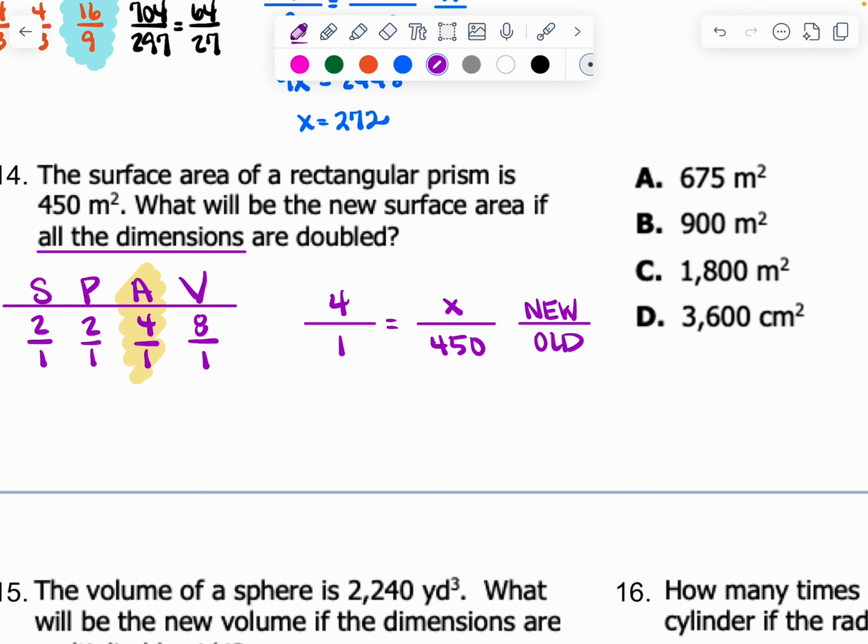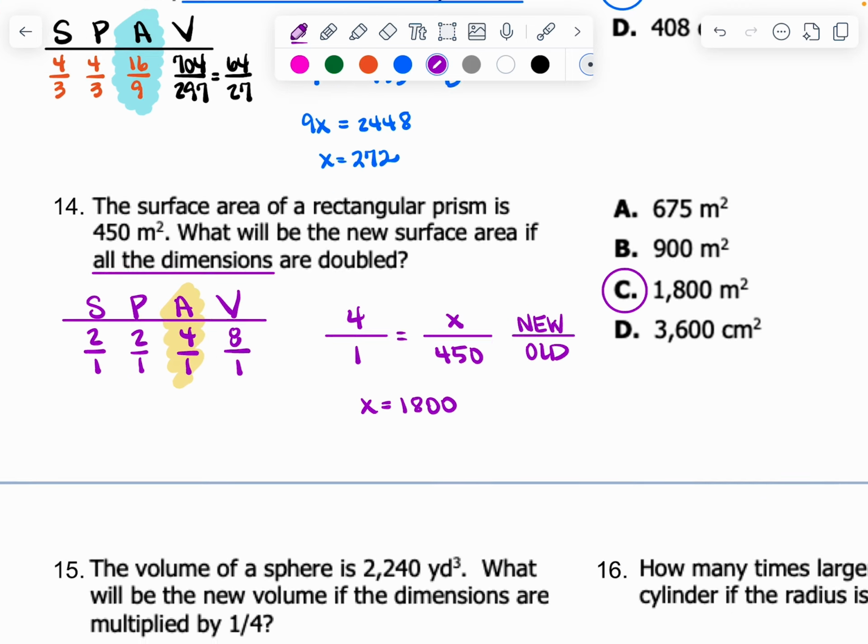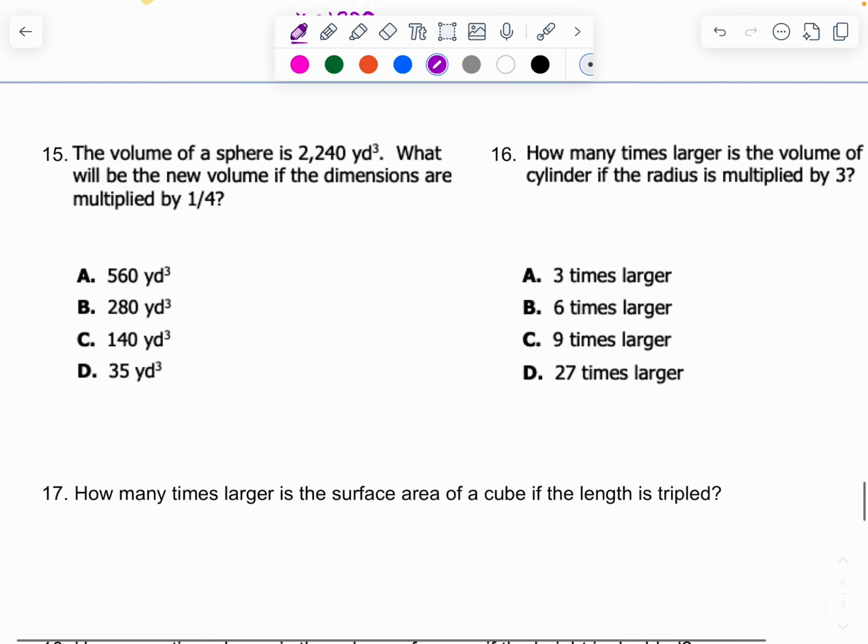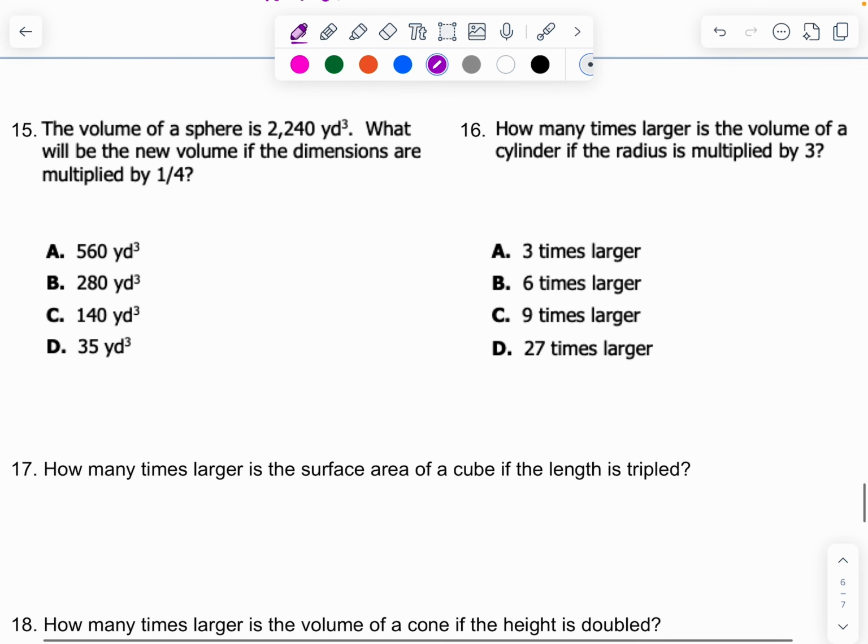So they gave us the old one. The old one had a surface area of 450 square meters, and we're looking for the new one that's 4 times bigger. Again, it's probably easy just to do this without a proportion. So that's going to give us 1800. Okay, and that would be our answer choice C over here.